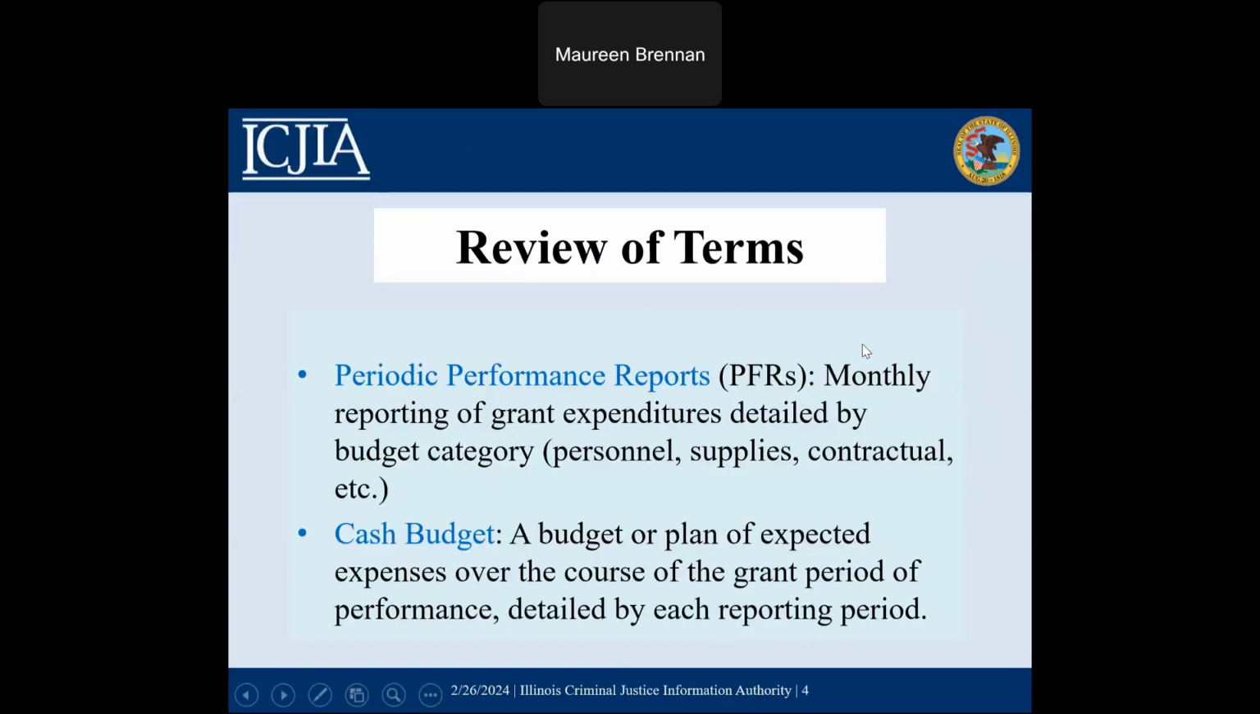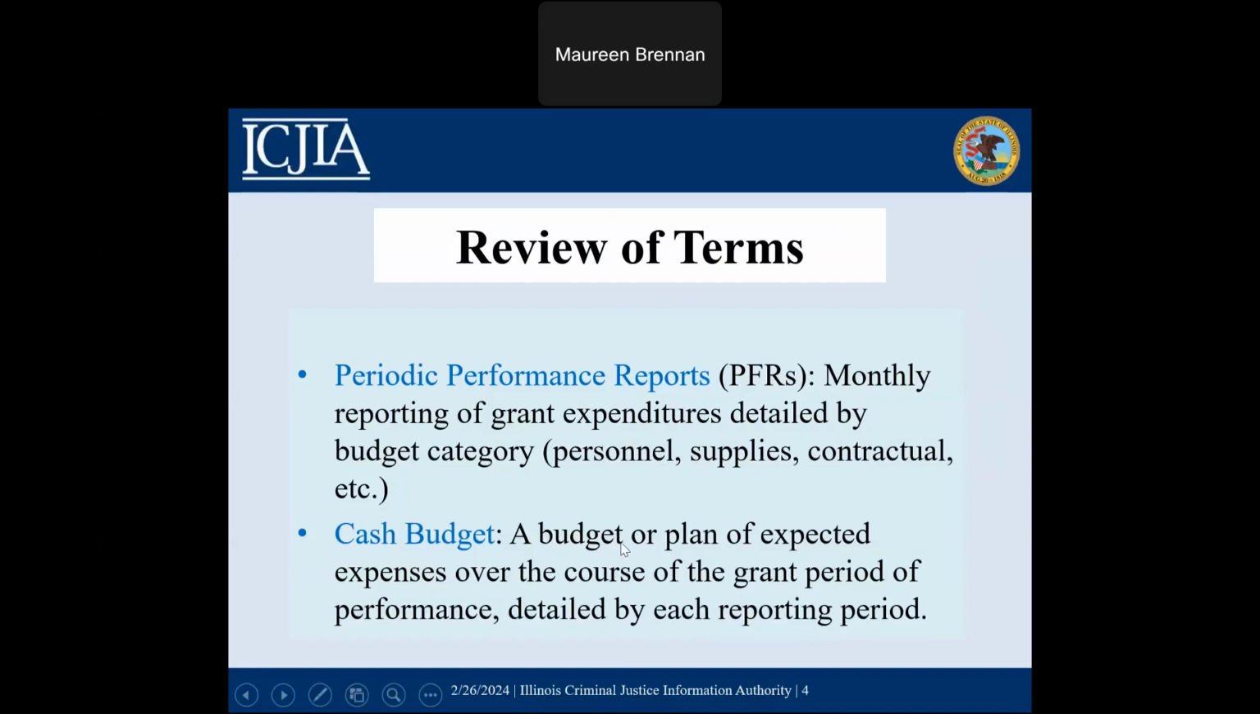So we'll refer to the Periodic Performance Report, or PFR, which is the monthly reporting of grant expenditures detailed by budget category, for instance, personnel, supplies, contractual. One of the required reports that all grantees must submit.